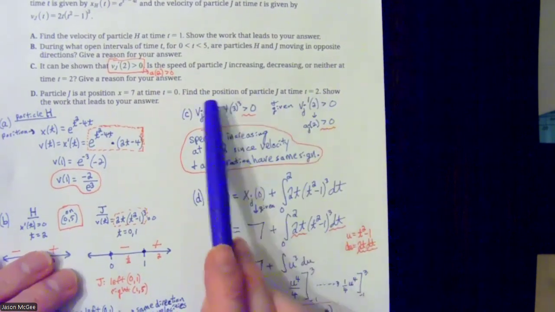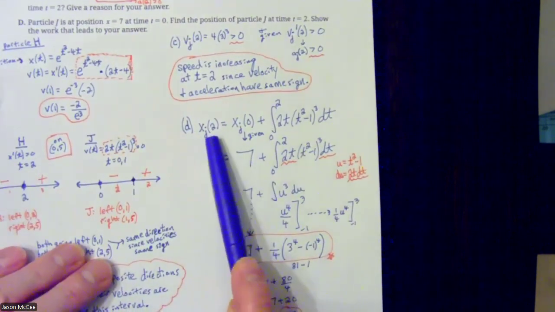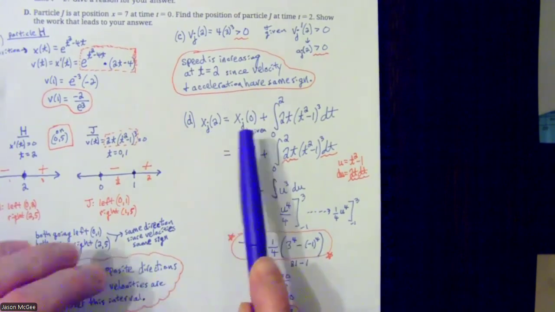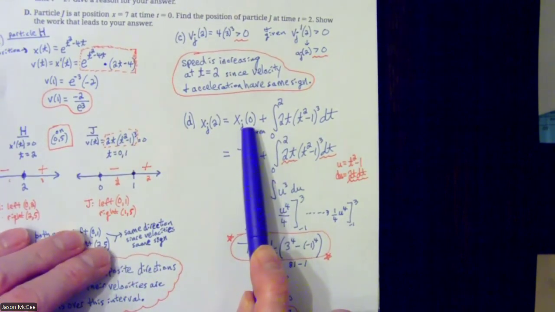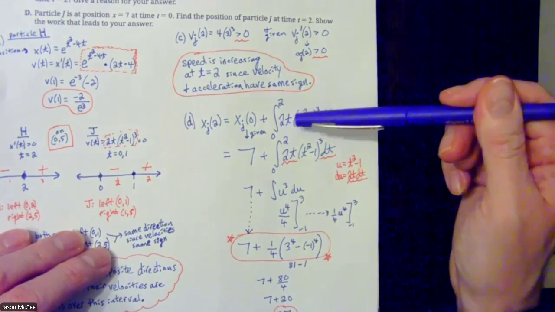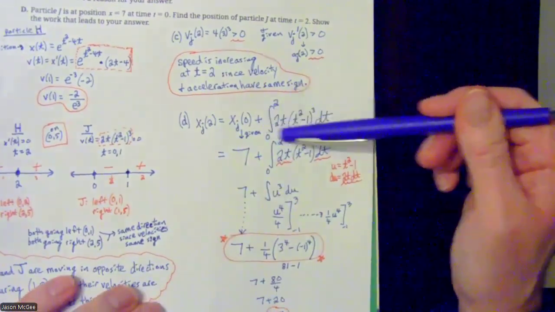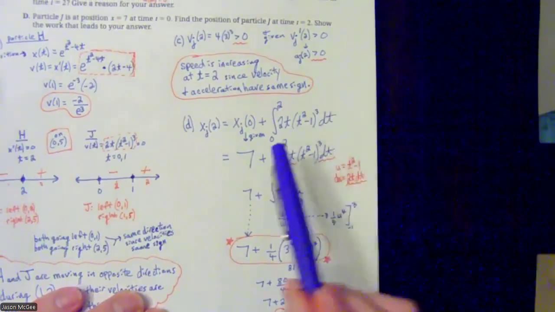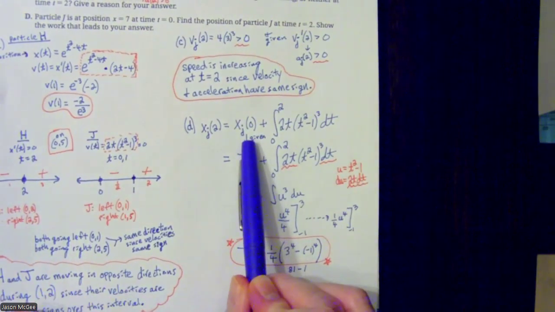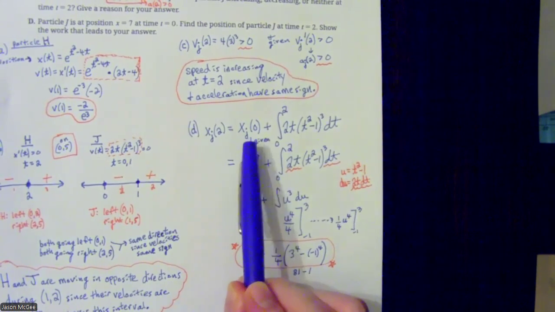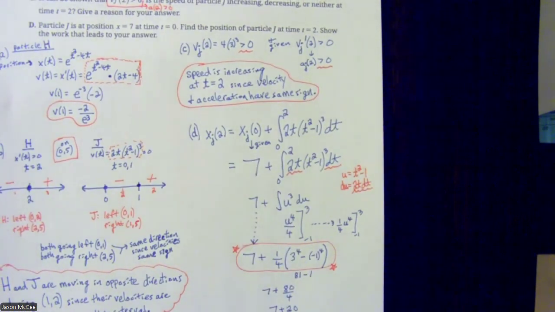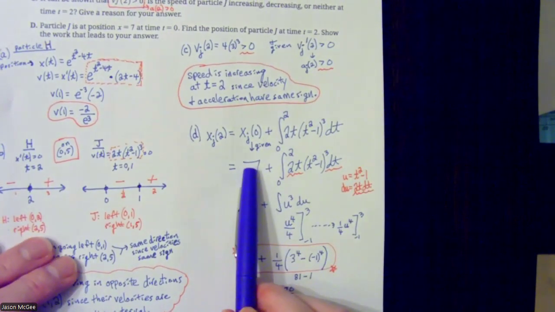So if I want to find the position at 2, so this is my notation for the position at 2, I'm going to start with what the position was at 0, and I'm going to integrate that velocity between 0 and 2. So when you integrate velocity between 0 and 2, that tells you how far you went between 0 and 2, and this is taking into account your initial position right there. So they gave us that was equal to 7.